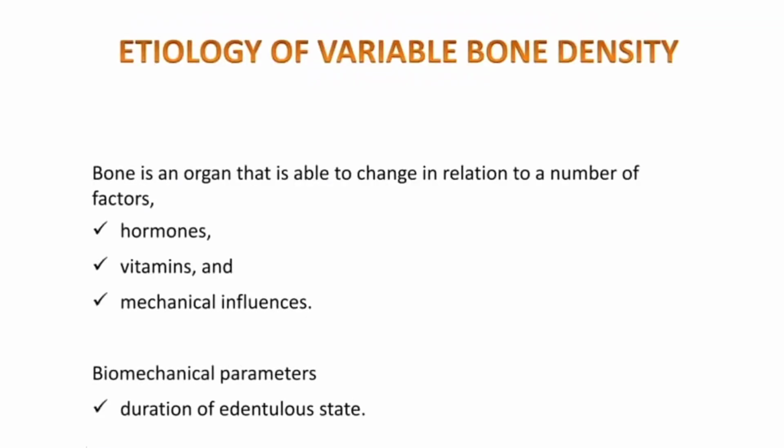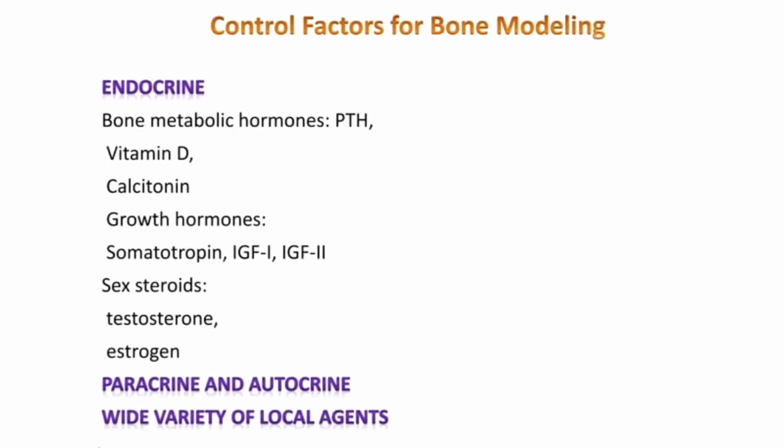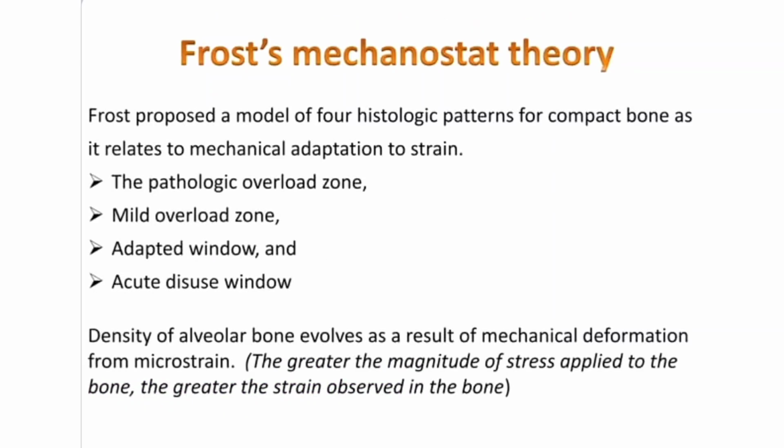Bone is an organ that is able to change in relation to a number of factors: hormones, vitamins, and mechanical influences. Biomechanical parameters: duration of edentulous state; bone metabolic hormones: PTH, vitamin D, calcitonin; growth hormones: somatotropin, IGF-1, IGF-2; sex steroids: testosterone, estrogen. Frost proposed a model of 4 histologic patterns for compact bone as it relates to mechanical adaptation to strain: the pathologic overload zone, mild overload zone, adapted window, and acute disuse window.